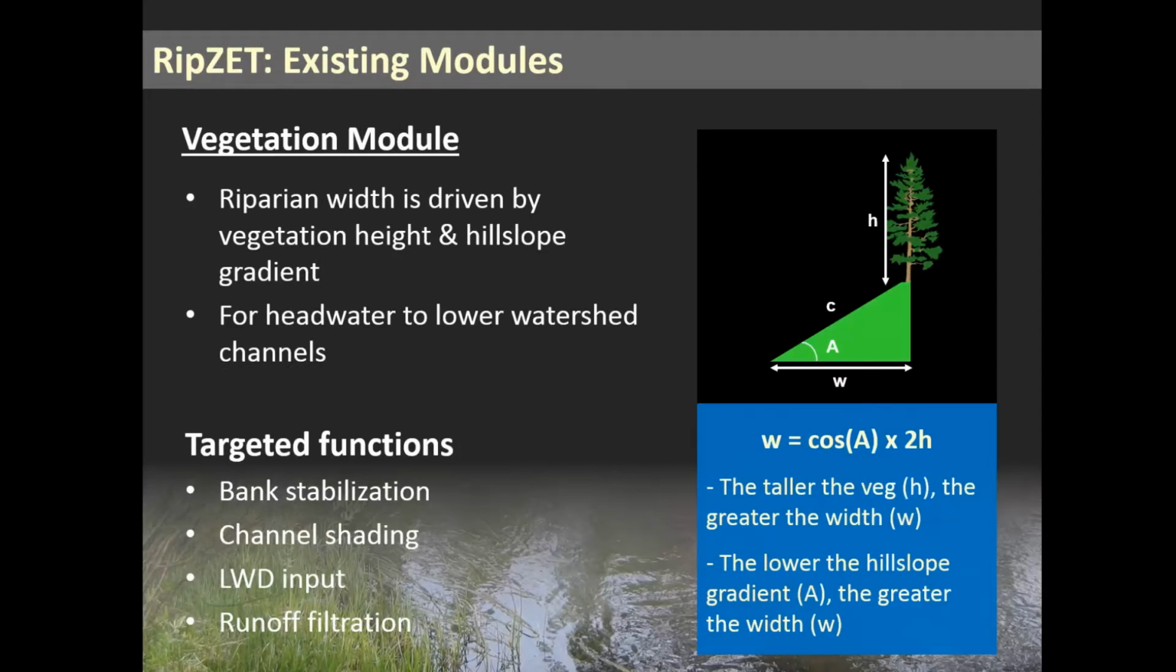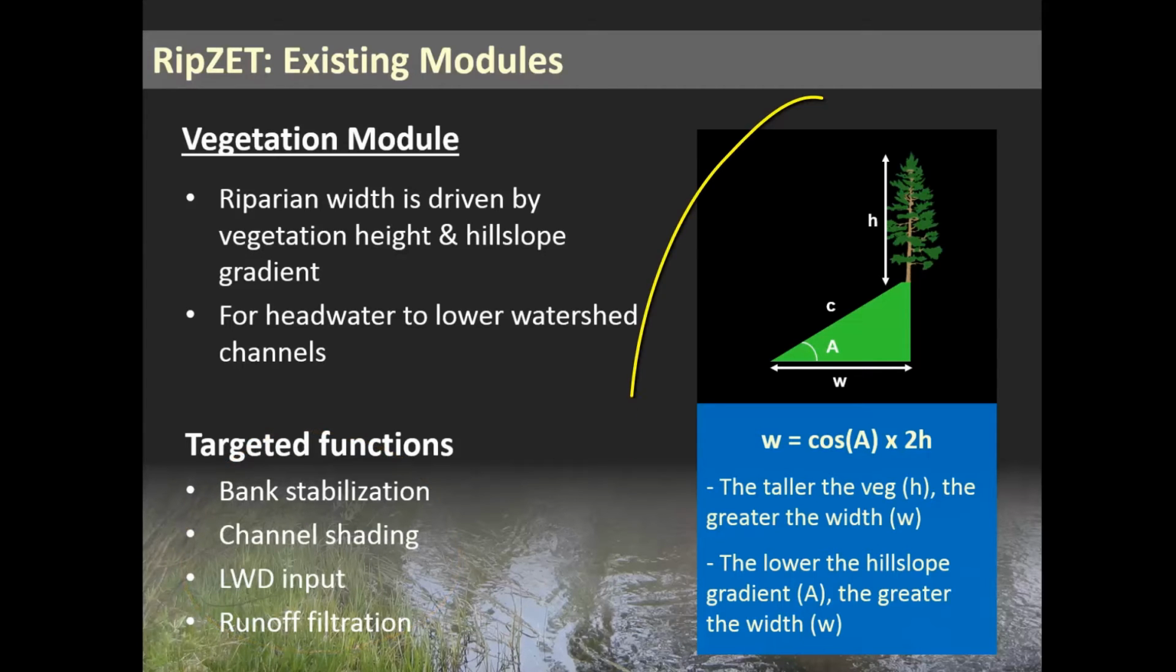The next existing module is called the vegetation module, and within this module, riparian functional width is driven by adjacent hill slope gradient as well as vegetation height. And this module can really be run in any watershed location, headwater channels, all the way down to broad alluvial channels. Targeted functions within this module include bank stabilization, channel shading, large woody debris input, and runoff filtration.